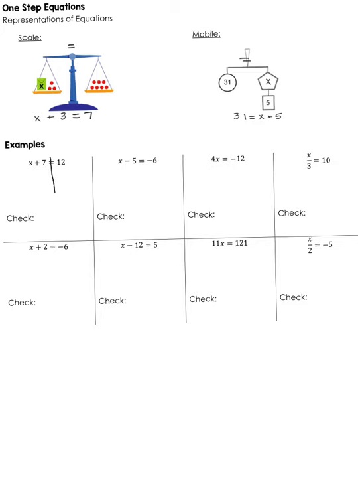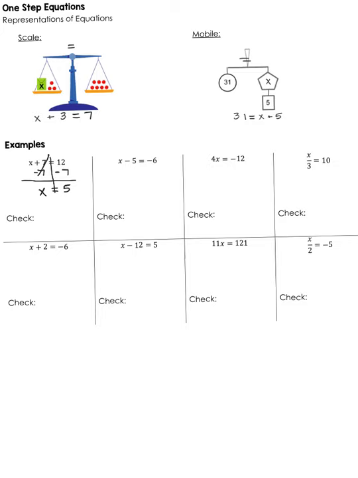In this first example, x is being added by 7. To solve this equation, I need to use my inverse operations. The inverse of adding 7, or the opposite of adding 7, is subtracting 7. To keep my scale balanced, I need to do the same thing on both sides, so I would take away 7 on both sides. Positive 7 and negative 7 is 0, so I don't need that anymore. And I end up with x equals 12 minus 7 is 5.